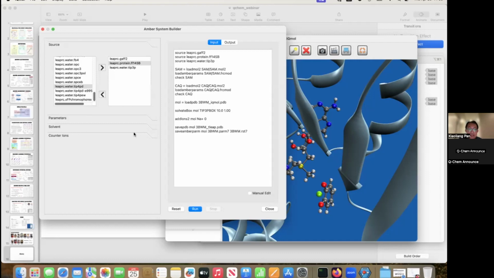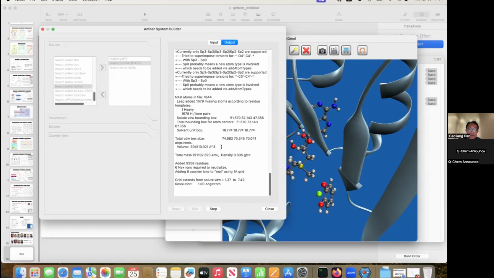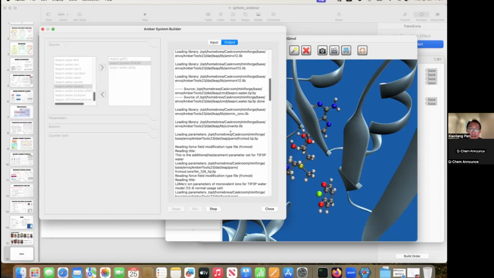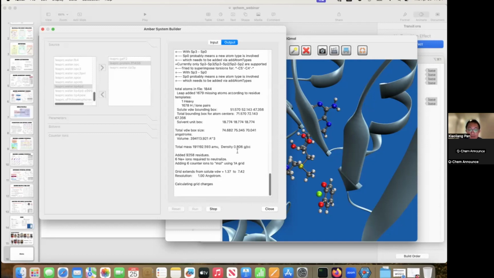And since these options don't cover everything, you might want to do some manual modifications. If that's the case, you can just click here, then do your manual modifications within. Then once you're happy, you can just click to run. That will launch the tLEaP calculation, which will do the assignment of the parameters, also adding solvents and the counter ions.